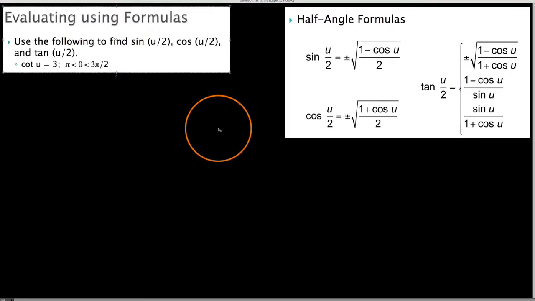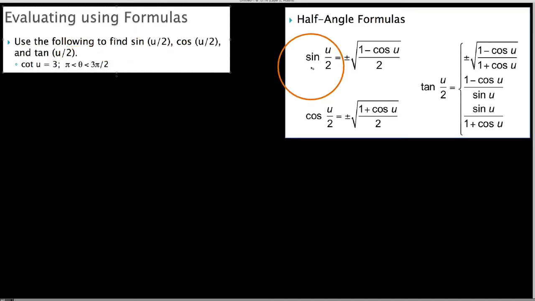In this video we are going to use the half angle formulas in order to find the sine, cosine, and tangent of u-halves given certain information up front. That is, that the cotangent of u is equal to 3 and that our angle lies between pi and 3 pi halves radians. That is, it terminates in the third quadrant.